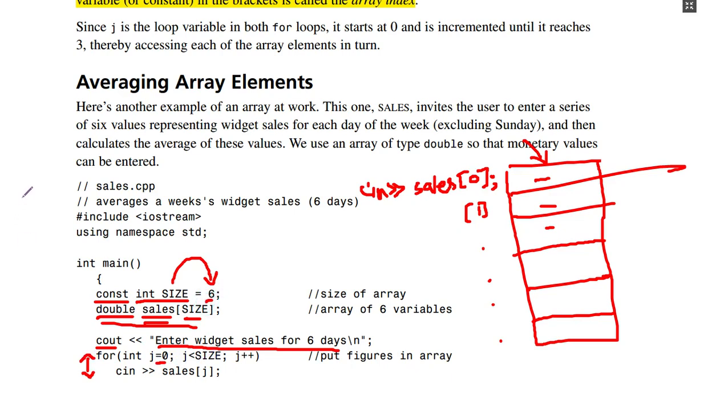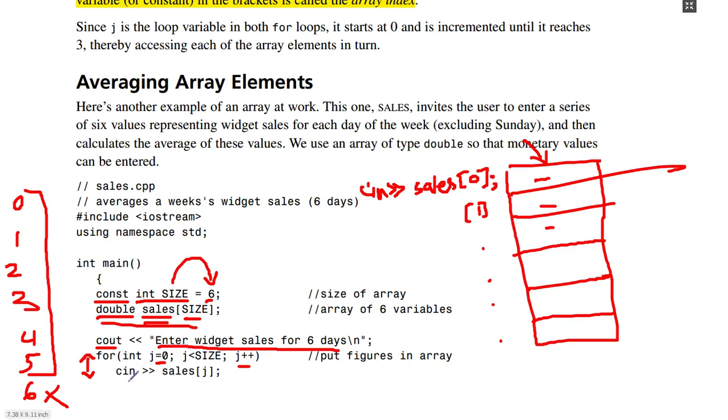So the first time j equals 0, the loop would execute because 0 is less than 6. The next time j becomes 1, 1 is less than 6, so the loop would execute. Then the next time j becomes 2. 2 is less than 6, 3 is less than 6, 4 is less than 6, 5 is less than 6. Then after the 6th time, j becomes equal to 6, and since 6 is not less than 6, the loop would not execute. So for these values of j, the loop would execute.